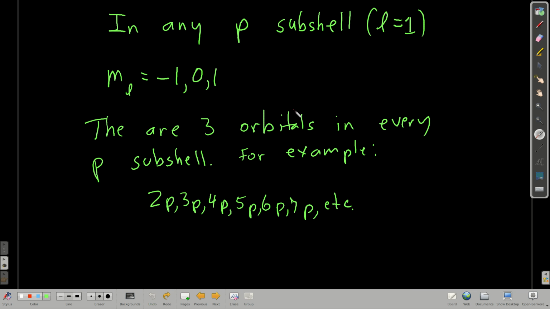In any p subshell, that is when L is equal to 1, m sub L can be negative 1, 0, or 1, 3 values, so there are 3 orbitals. For example, in the 2p subshell, there are 3 2p orbitals. In the 3p subshell, there are 3 3p orbitals. Notice, by the way, there is no 1p subshell because p means L equals 1, and if n equals 1, L cannot be 1. That's impossible. It can only be 0. So 3 orbitals in every p subshell. Starting with n equals 2, there's a p subshell all the way up through, well, into infinity, really.